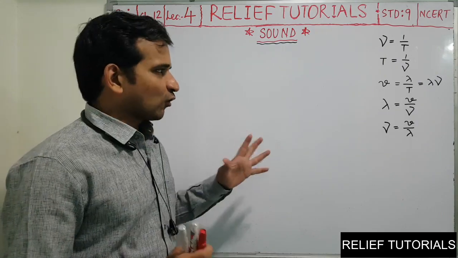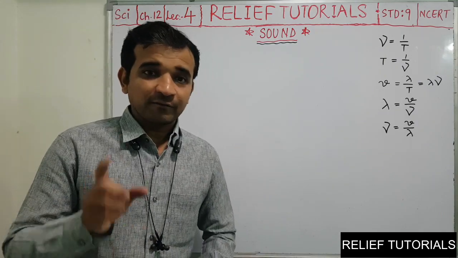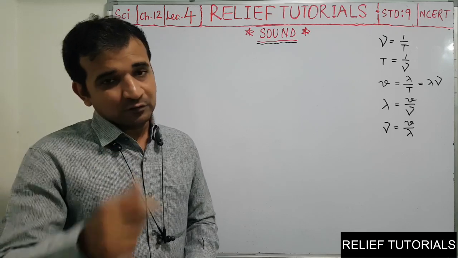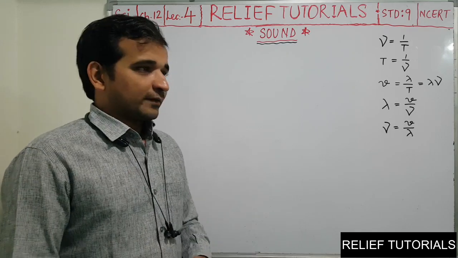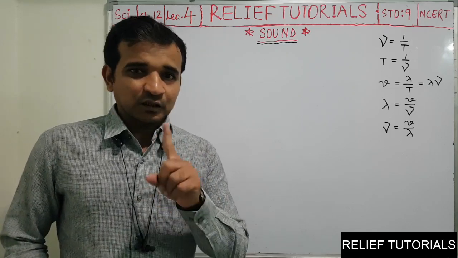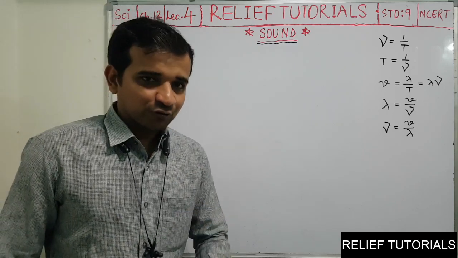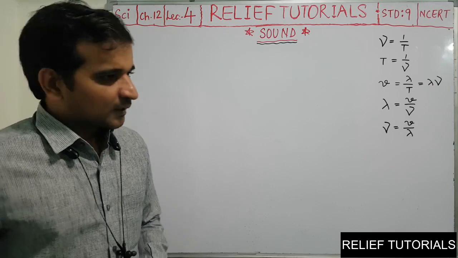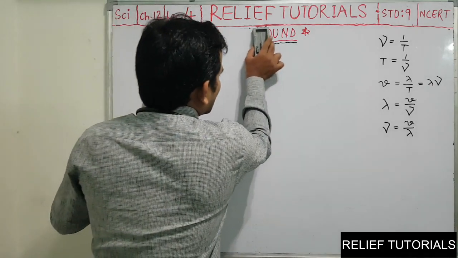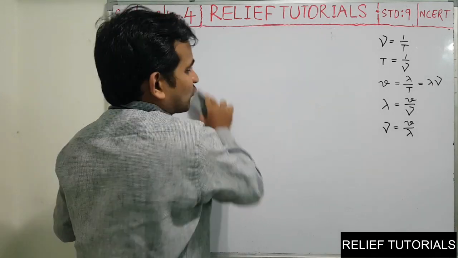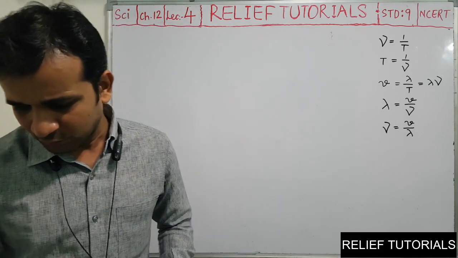Remember, these were all the characteristics of a wave. But we know sound is also one type of wave. We have seen sound is a mechanical longitudinal wave. Now, let us go towards sound. Let us focus on the sound now.